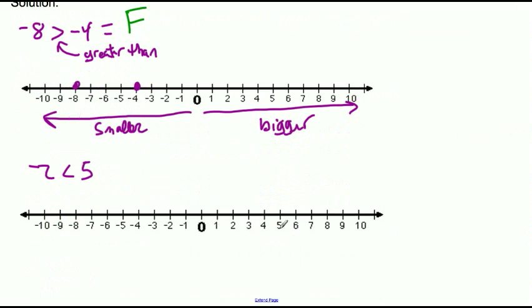Going down over here, is this true or false? Is -2 less than 5? Well, let's go ahead and plot -2 and plot 5. Is -2 less than 5? Well, yeah, because if it's to the left of it, then it is going to be smaller than that number. So this is going to be true.